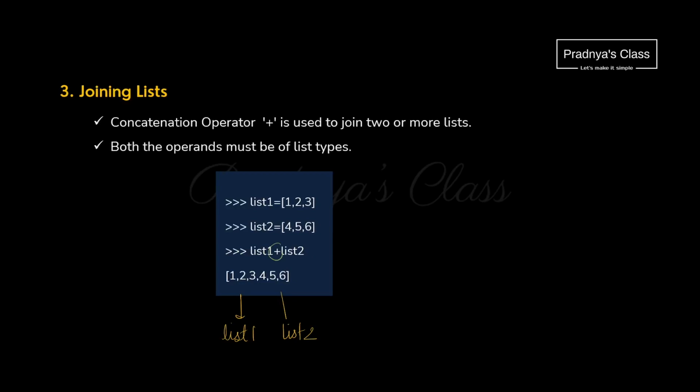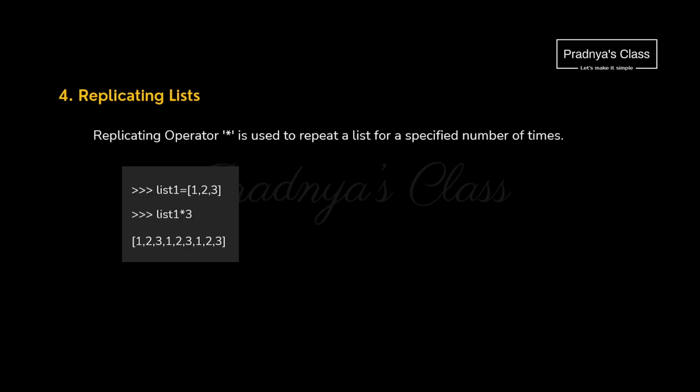With the use of the concatenation operator, we can combine two different lists into a single list. The replication operator also works in the same way as string. We can repeat the list as many times as we want by mentioning the number.